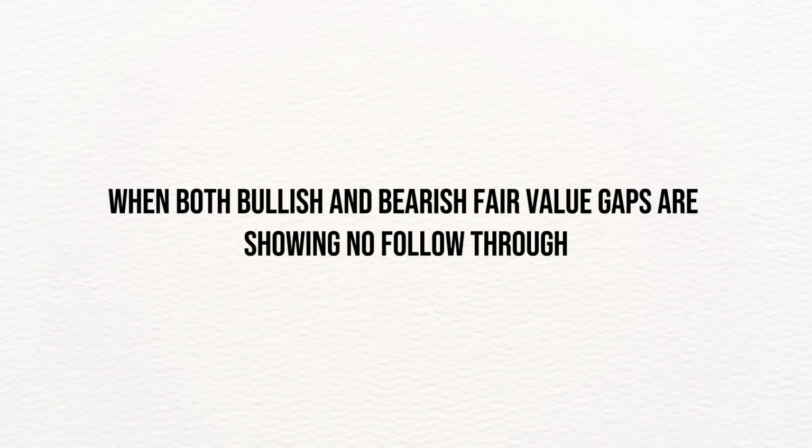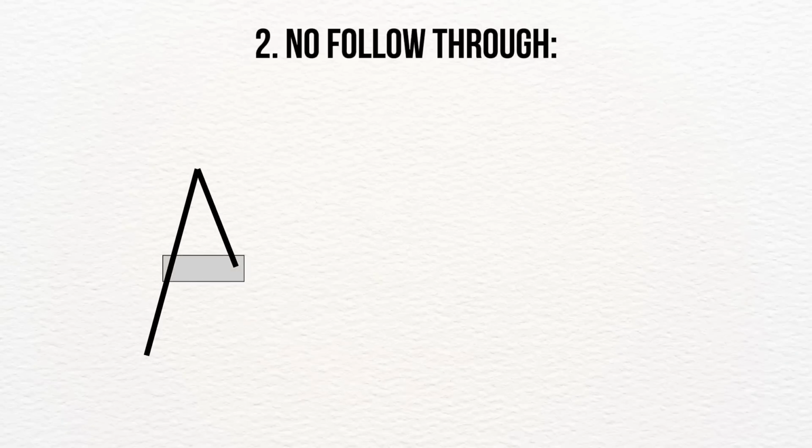So the next way we can spot low probability conditions is when both bullish and bearish fair value gaps are showing no follow through. What I mean by that is, let's say we're looking at a bullish fair value gap and expecting higher prices from it. Price ends up failing that bullish fair value gap to push higher and then creates a bearish fair value gap we can expect lower prices from now. Price then also fails that bearish fair value gap, showing a lack of respect to both premium and discount arrays.